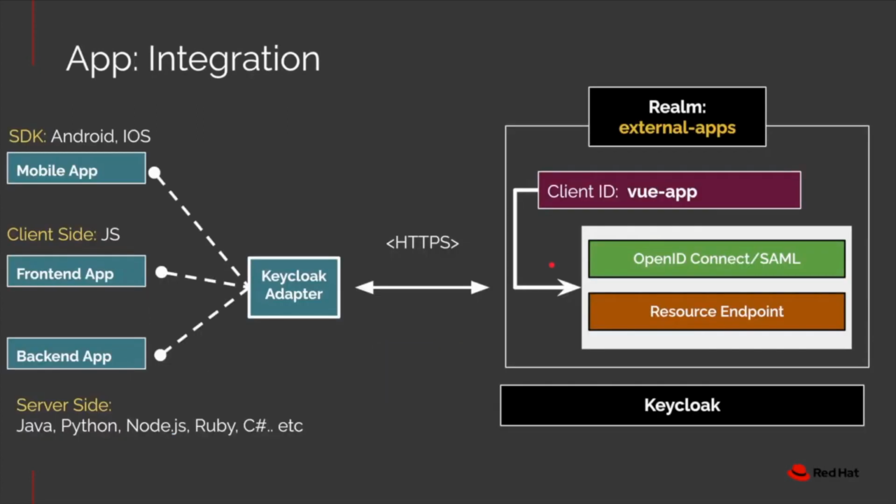Let's move to app integration. So for integrating any application with Keycloak, you just need to do simple things. One is create a realm if you want to do some separation, like for your external users or internal users, you can create two realms. And in the external realm, you just need to create a client. For any application, you need to create a client for the integration. When you create a client, you need to provide two things. One is which protocol you want to use. The second thing is which resource endpoint you want to secure.